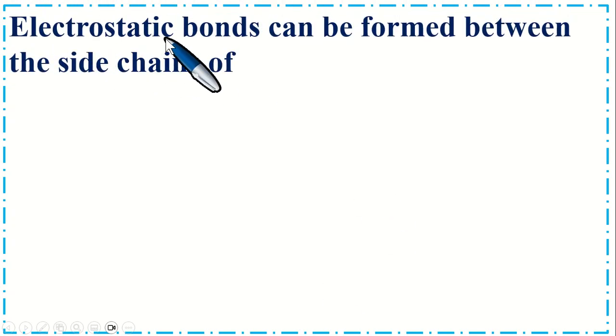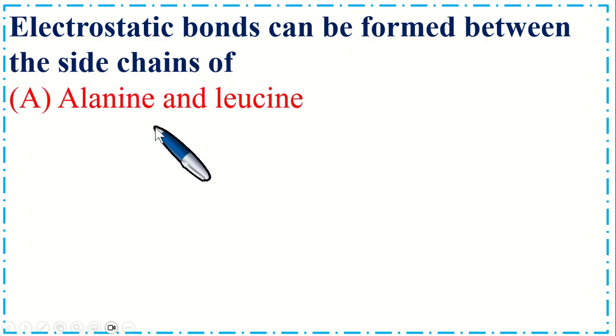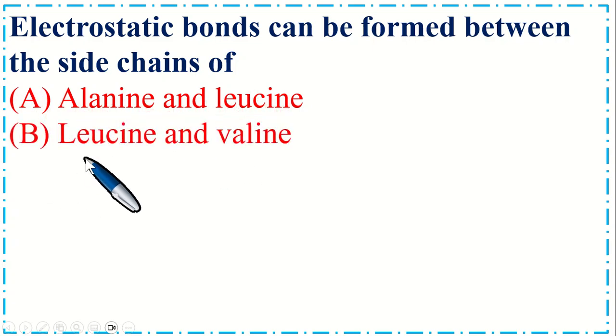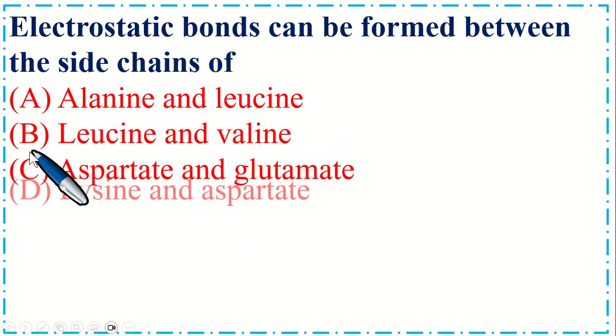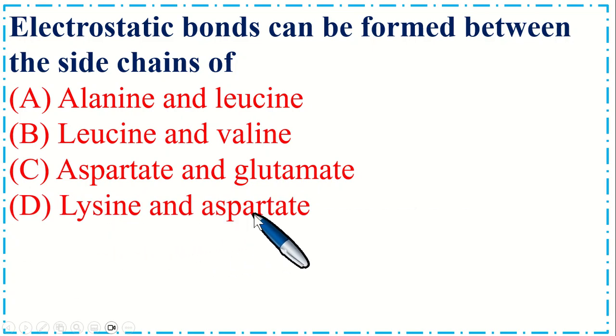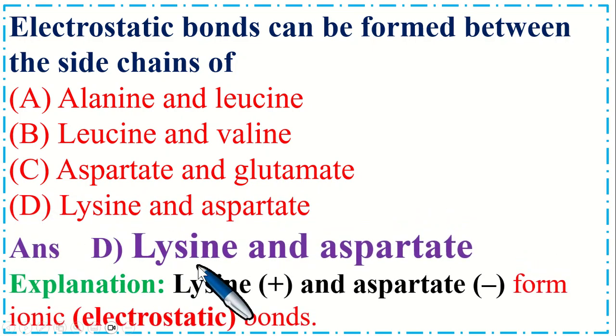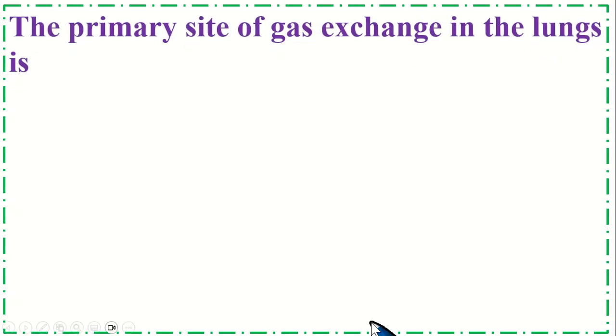The electrostatic bonds can be formed between the side chains of: option A alanine and leucine, B leucine and valine, C aspartate and glutamate, and option D lysine and aspartate. So the correct option is D, lysine and aspartate. Lysine and aspartate form ionic electrostatic bonds. This is a very important MCQ.